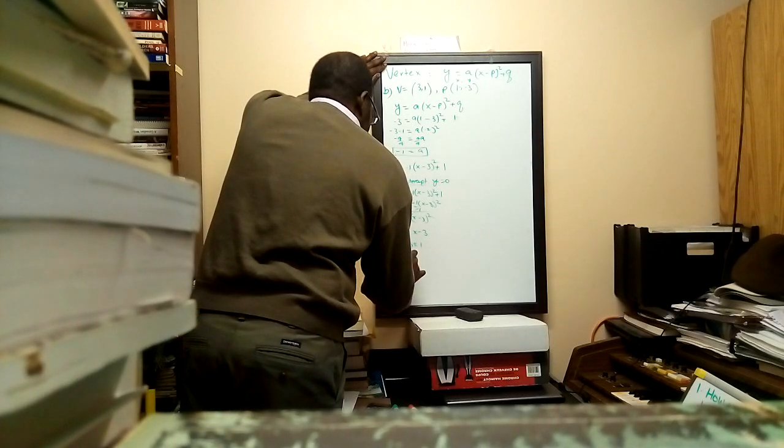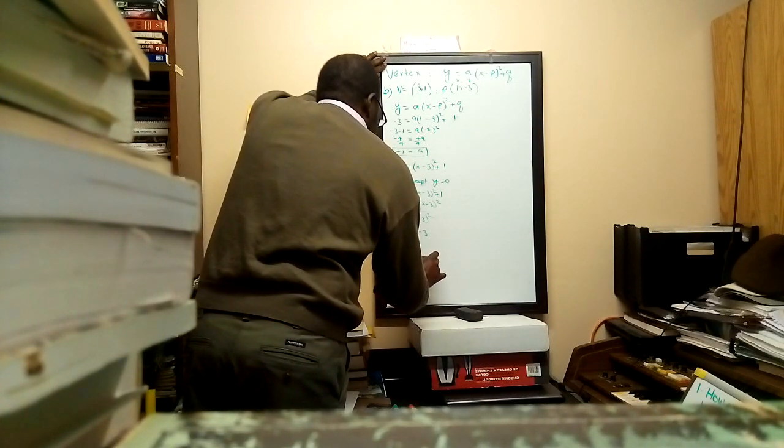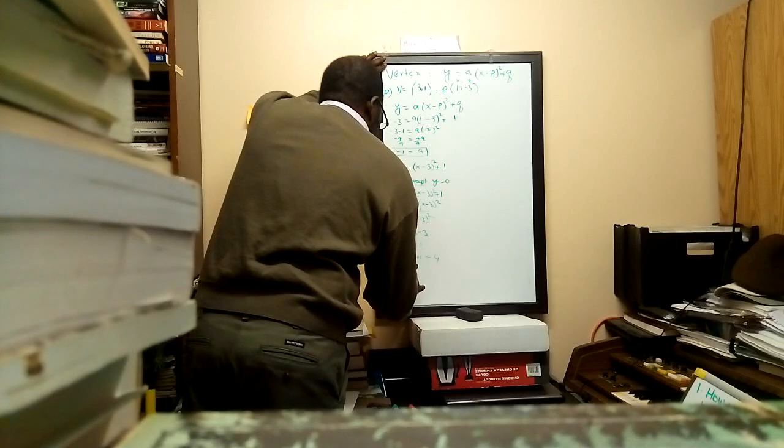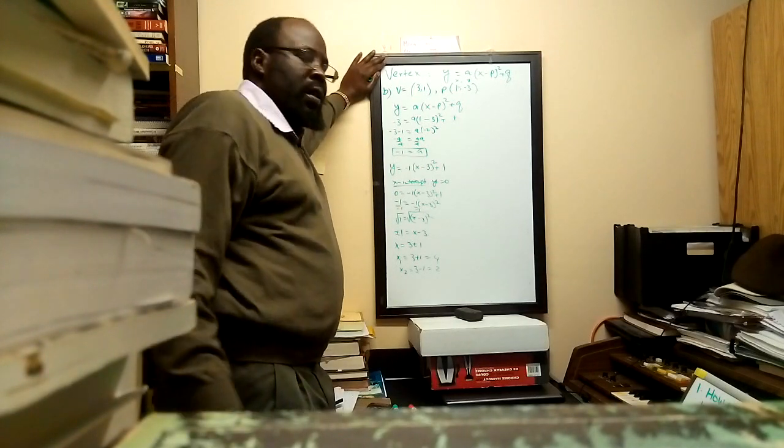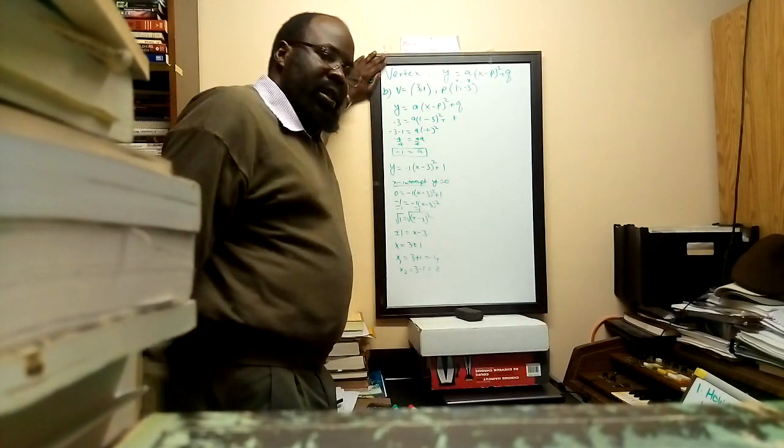x1 is going to be equal to 3 plus 1, that is 4. x2 is going to be 3 minus 1, that is 2. So we have two positive x-intercepts. We can graph it so that we see it.